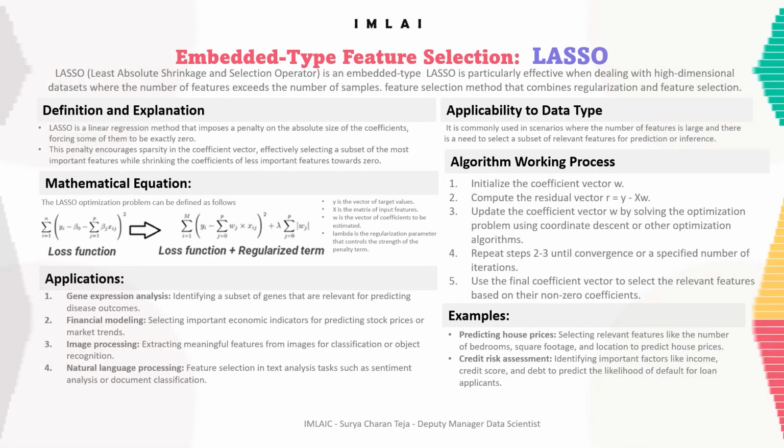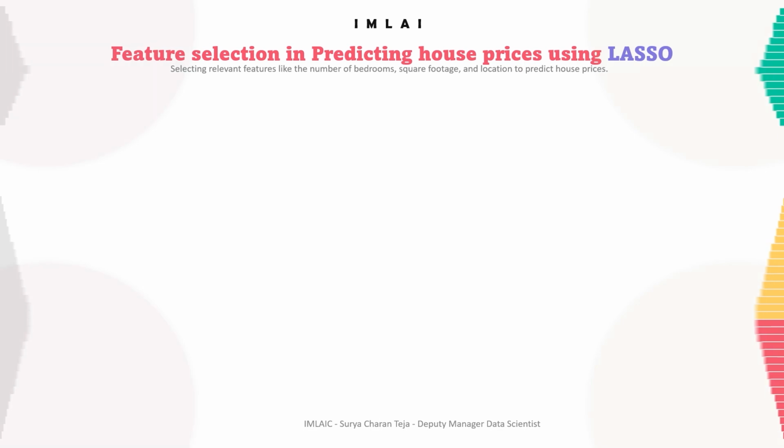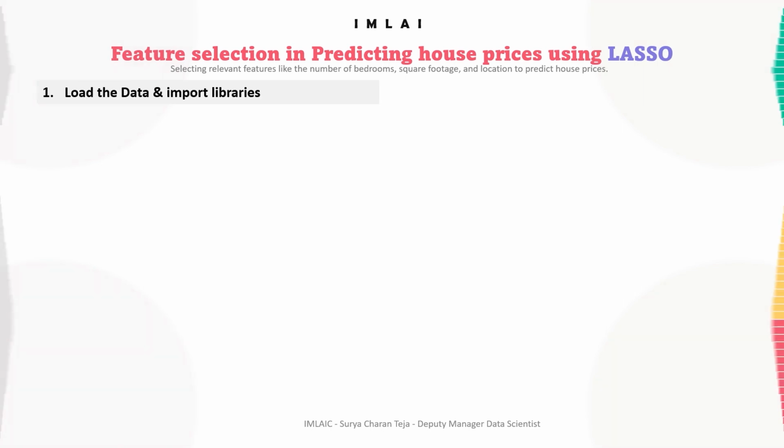Now let's take a simple example to practically demonstrate the feature selection of LASSO. So, feature selection in predicting house prices using LASSO: selecting relevant features like the number of bedrooms, square footage, and location to predict house prices. Let's begin with our first step, which is to load the data and import libraries.